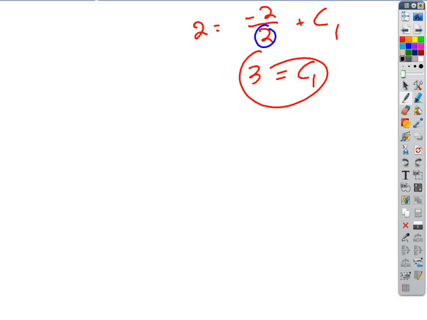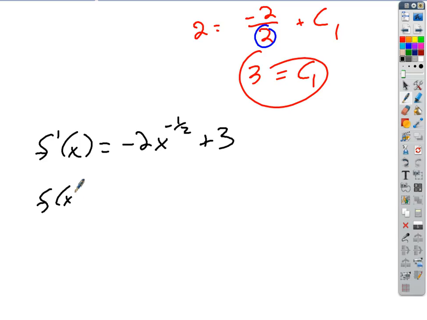So if f prime of x equals negative 2x to the minus 1/2 plus 3, how do I solve for f of x? Well, right now, I've got an f prime of x. How do I? Good. Okay, so I'm going to take an integral here, and I get f of x equals, I'll leave the negative 2 out front, might as well. Leave the constant out front.